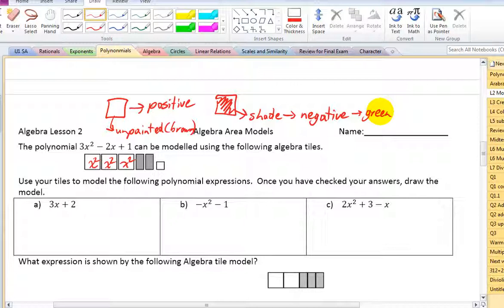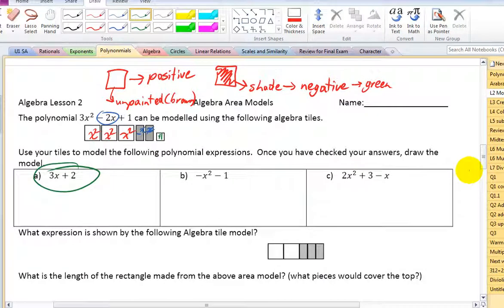So here we have negative 2x, and we can see there's a negative x and negative x, and there's two of them. That's how we get the negative 2x. And we have a plus 1. That's how we get the plus 1, because of the plus 1 tile. What I want you to do right now is quickly with your tiles, create that. Go. 3x plus 2.